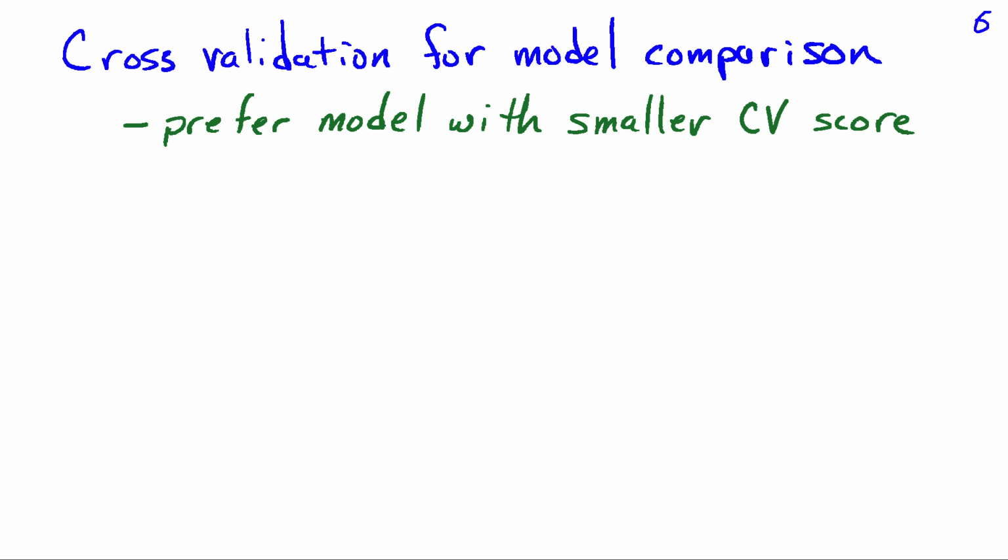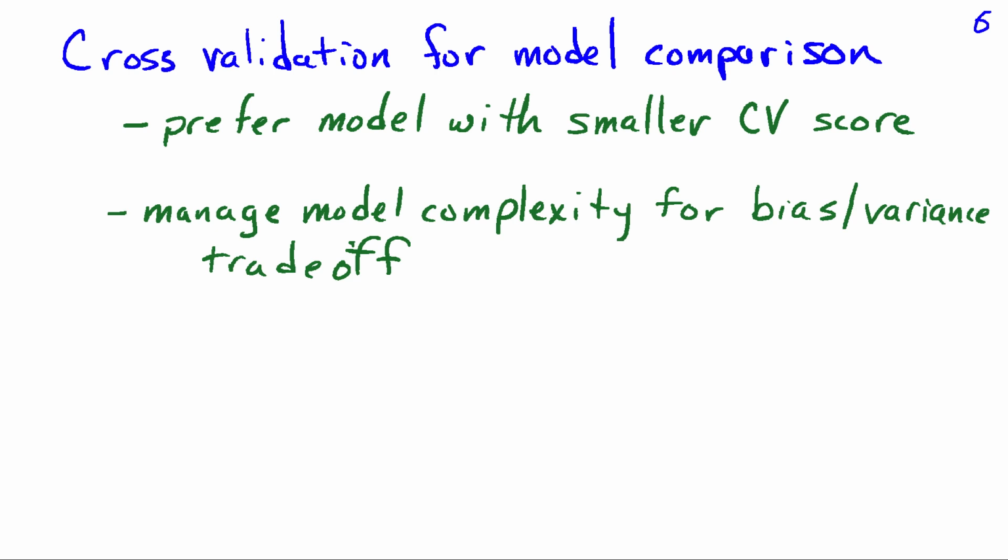Cross-validation is very useful then for comparing different models, especially models of different complexity. In general, you're going to prefer the model that has the smaller cross-validation score or the smaller error averaged over the holdout sets, because that model is doing a better job of generalizing to new data. And this allows us to manage or evaluate the trade-off that occurs with model complexity.